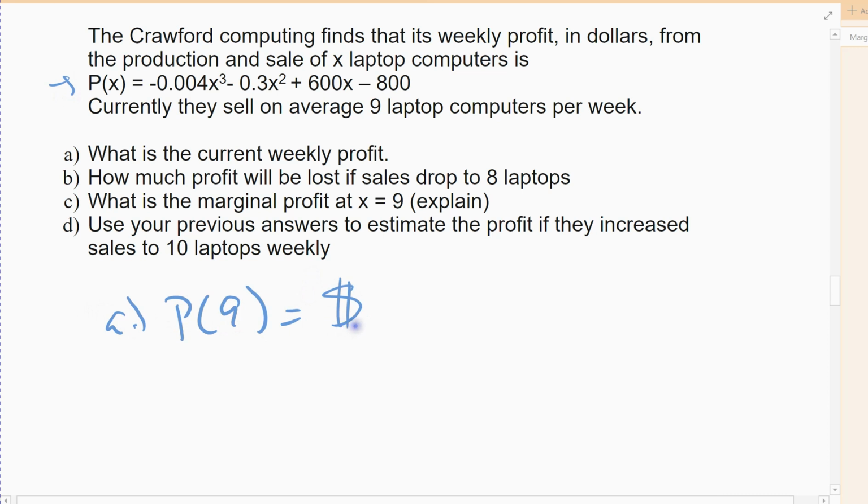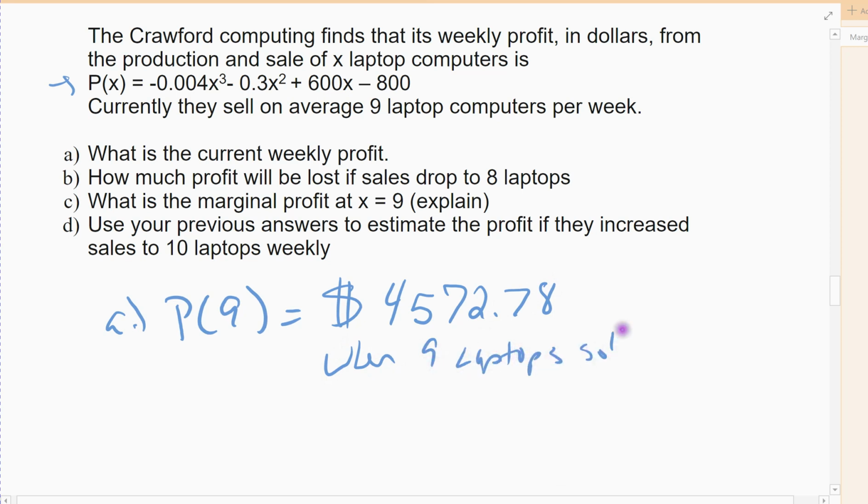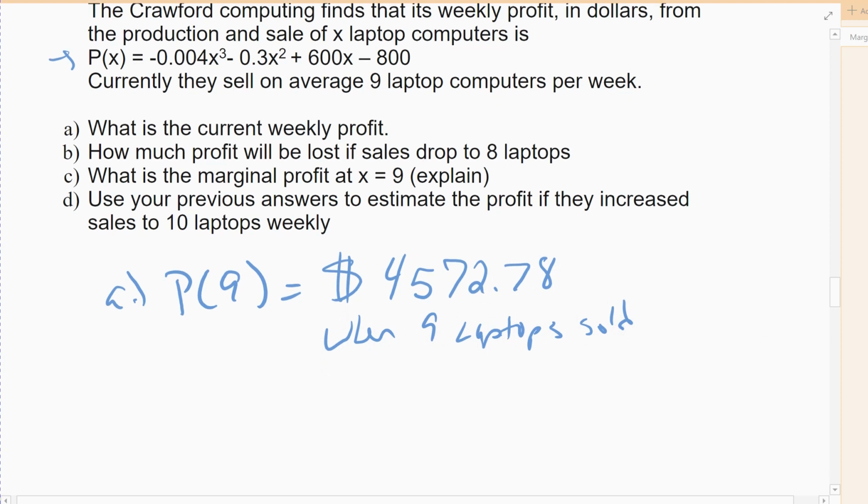It's a dollar amount. And so when I take my profit at 9, it comes out $4,572.78 when 9 laptops are sold. All right, so that's no calculus, that's just algebra. All right, B also just asks how much profit drops. So how much do we drop if they sell one less? And so I actually want the difference.